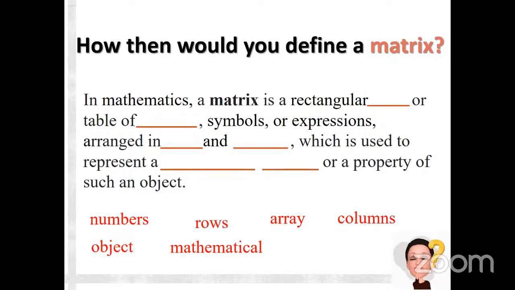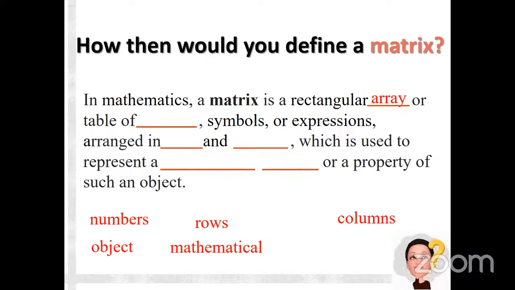How then would you define a matrix? Let's see if you can fill these words into this little passage that we have here. So in mathematics, a matrix is a rectangular what? Which of those words best fit right there? Or table of what? Amy says array. Array, very good. So it's a rectangular array or a table of what?